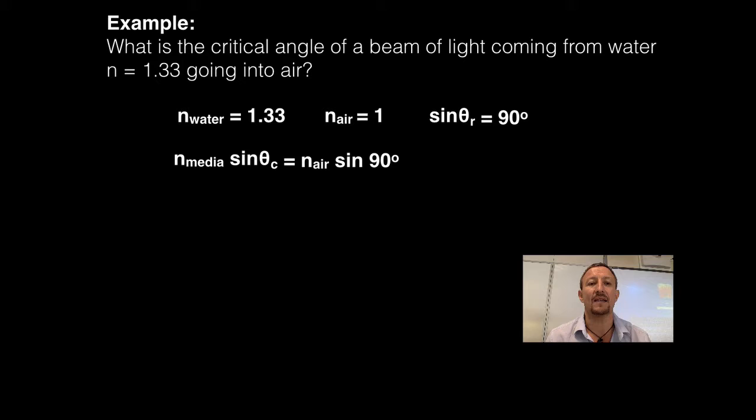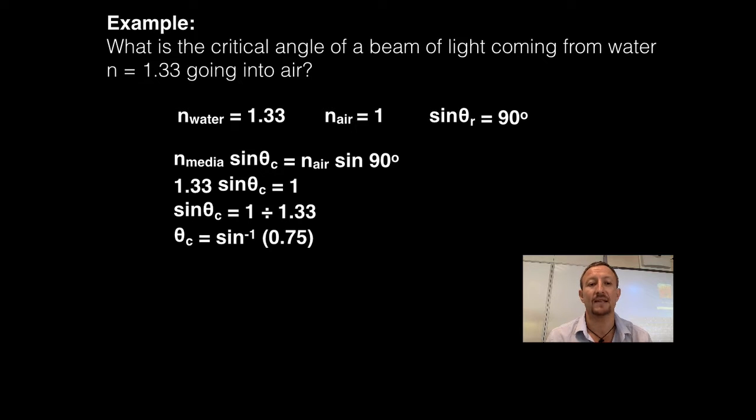So we know that n medium times sine theta c will equal n air times sine 90 degrees. Replacing what we already know, 1.33 times sine theta c will equal 1. I'll move the 1.33 to the other side, so sine theta c equals 1 divided by 1.33. Once I've calculated that, I then do sine to the negative 1 to find theta c, and I end up with 48.8 degrees. So that is the angle, to the normal, at which light has to be shone as it's emerging from a medium so that, as it passes out, it will produce 90 degrees on the boundary surface.